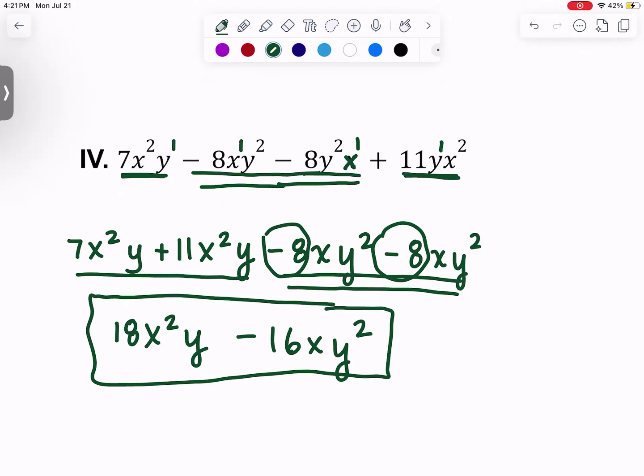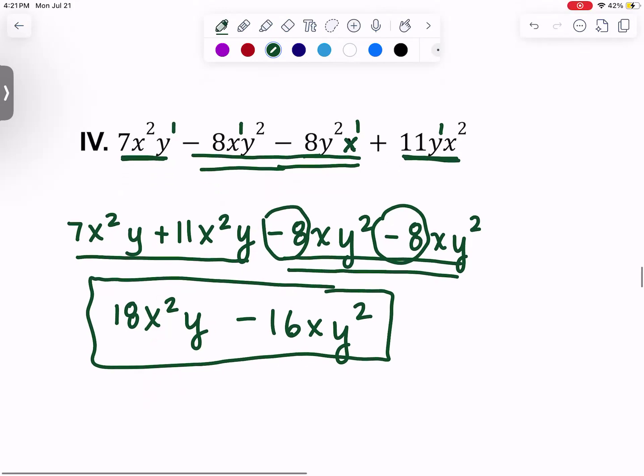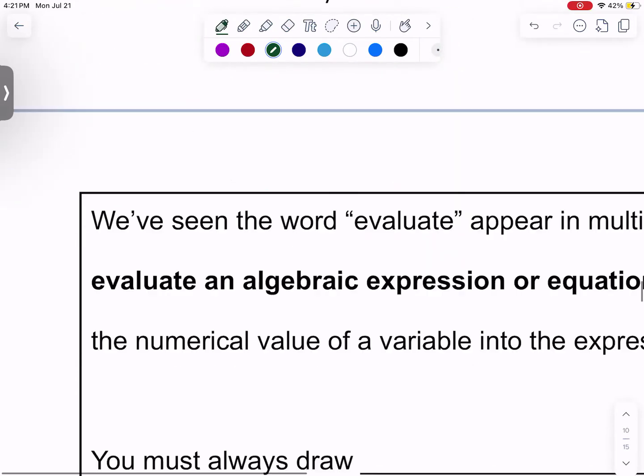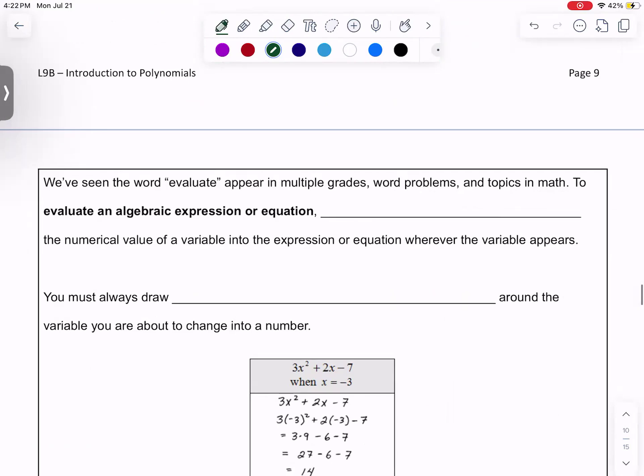Next set of notes, page 10. A topic we know pretty well, and a word we've heard a lot is evaluate. We've seen the word evaluate appear in multiple grades, word problems, and topics in math. To evaluate an algebraic expression or equation, you're going to substitute the numerical value of a variable into an expression or equation wherever the variable appears. So you literally change the variable into that number.